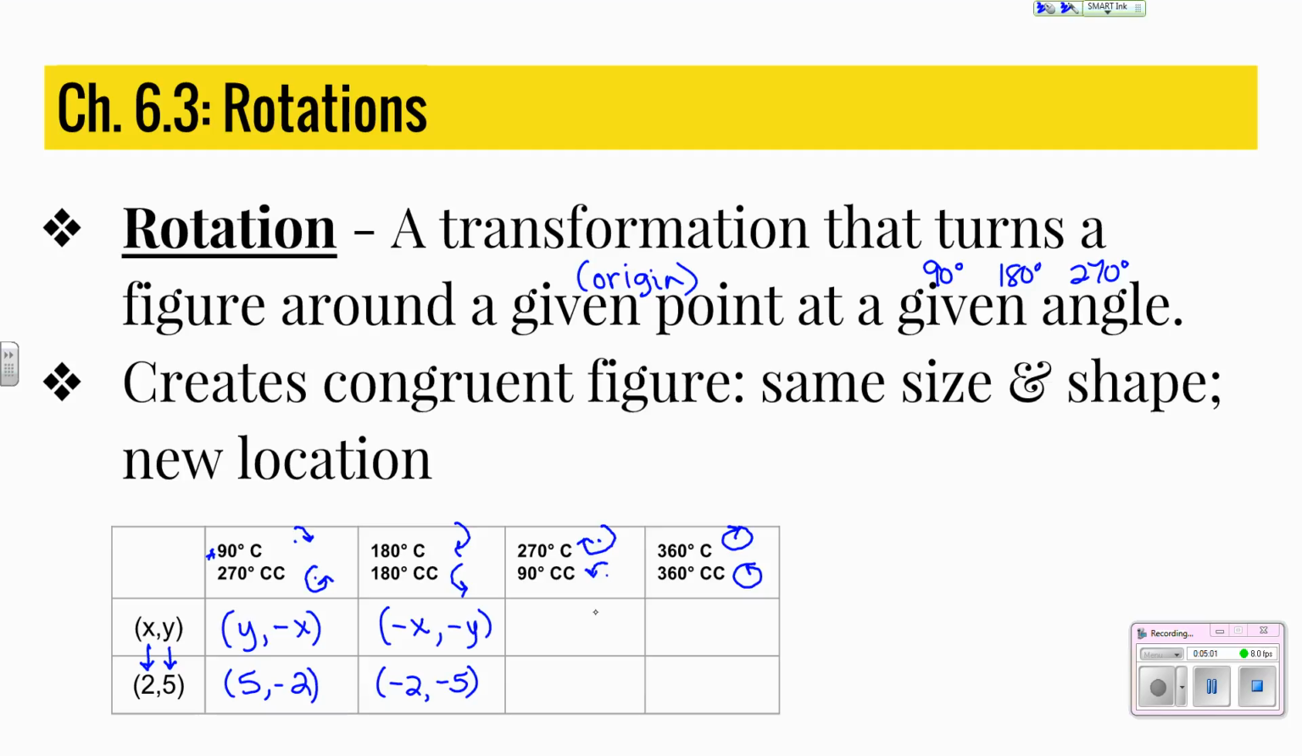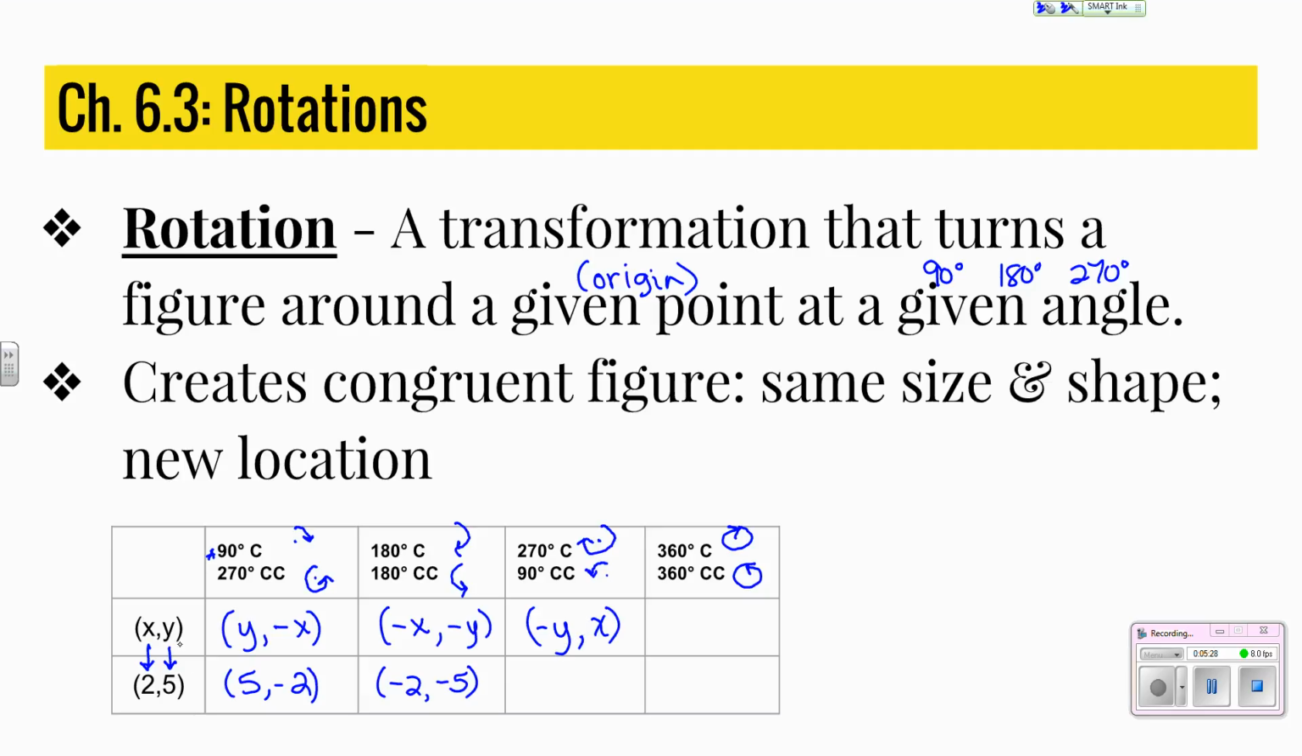Okay? So for the 270-degree clockwise or the 90-degree counterclockwise, we do something very similar to this over here. My y coordinate does become my x coordinate, but this time it changes signs. And my x coordinate moves to the y spot but stays the same sign. So they switch places, but this time only this one switches signs. So let's go back to this.